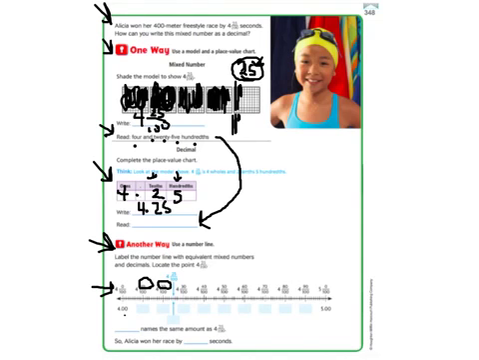So 4.0, 4.10, 4.20, 4.30, 4.40, and I'm going to stop there because we've already passed our number. We don't really need any more information.